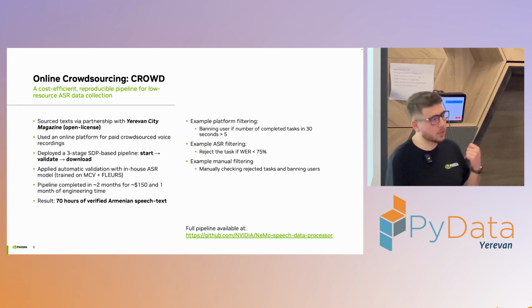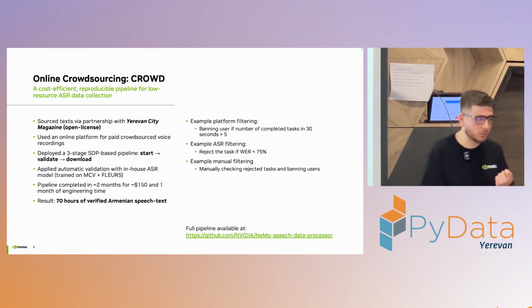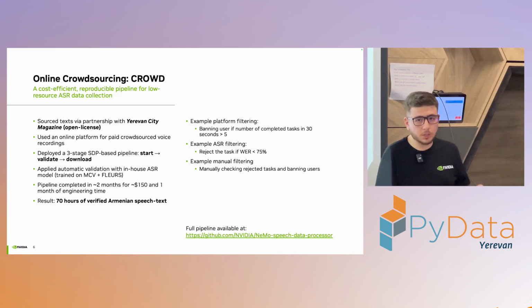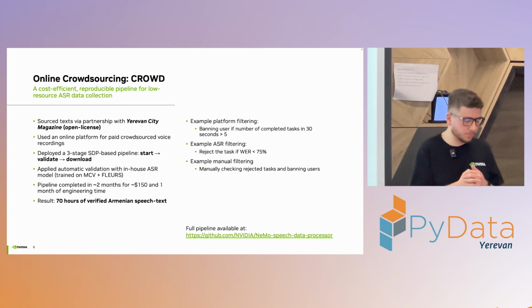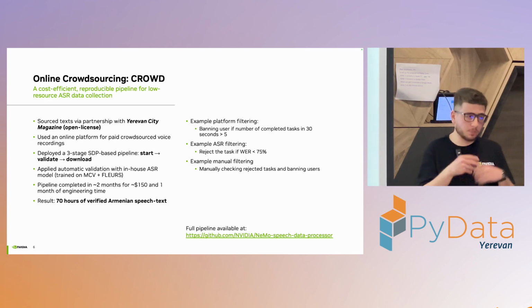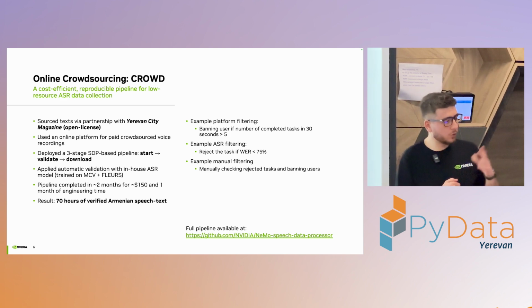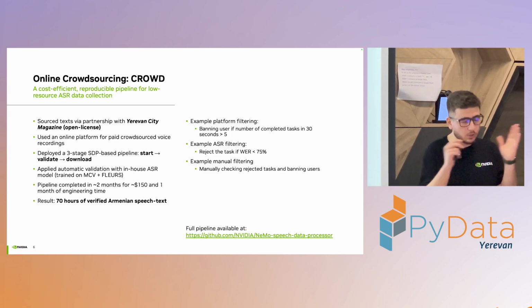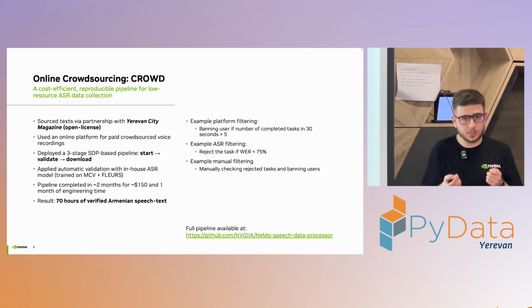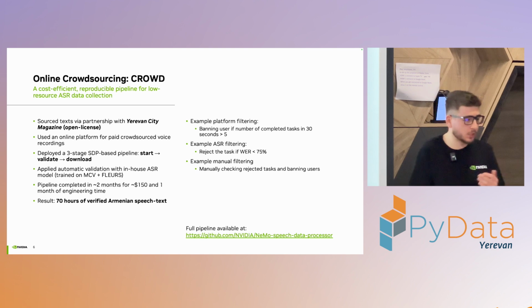The next step was taking the offline crowdsourcing to online crowdsourcing. We cooperated with an open source Armenian magazine. We took their articles, extracted the sentences out of these articles, developed a 3-stage pipeline, and used an online crowdsourcing platform to generate data for us. On this platform we were making tasks and asking the platform users to vocalize them, just to read out these tasks.